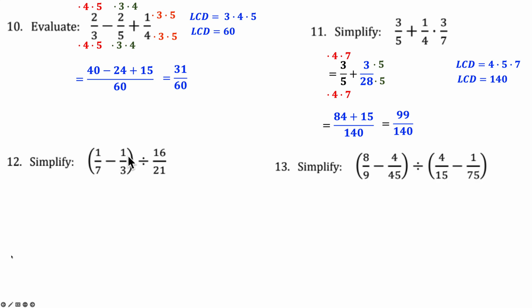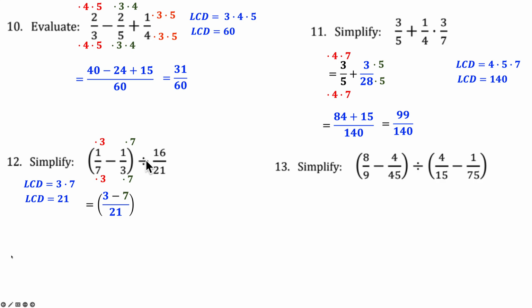12, we have to simplify inside this parentheses first, so 3 times 7 is 21. So 3 times 3 top and bottom here. 7 times 7 top and bottom here. We're going to get 3 minus 7, we're going to get negative 4 over 21.